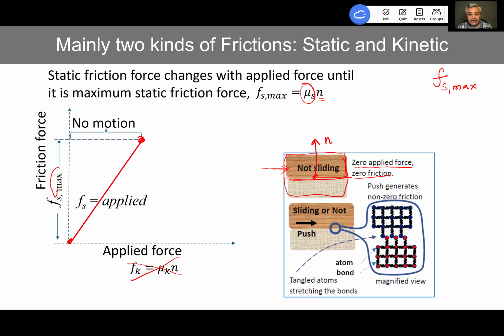So how do we differentiate that? To differentiate that, we use a quantity called the static coefficient. Where is the coefficient? Looks like I didn't write that. So the coefficient of static friction force. We call that the coefficient of static friction force.